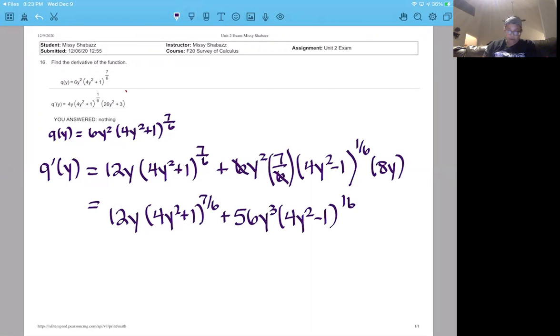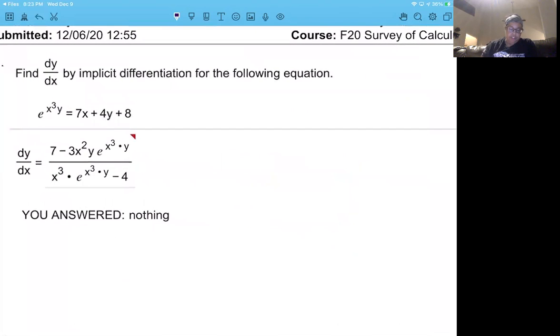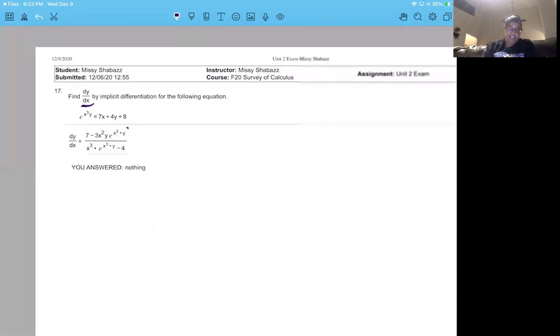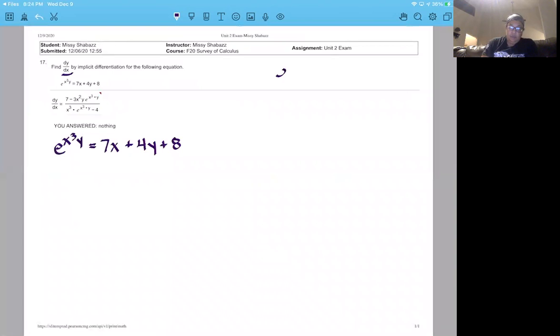I think they did some factoring, but I think that's fine. All right, next question is find dy/dx. So here's my equation. We're going to take the derivative implicitly. Again, we have e to the u, and the derivative is u prime e to the u. So I'm going to start by taking the derivative of the exponent.